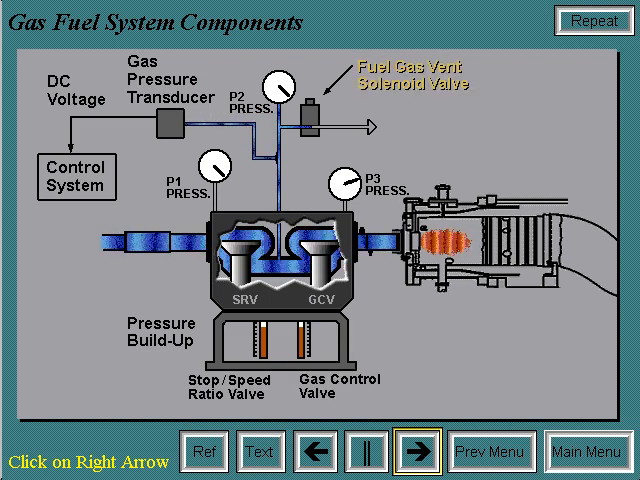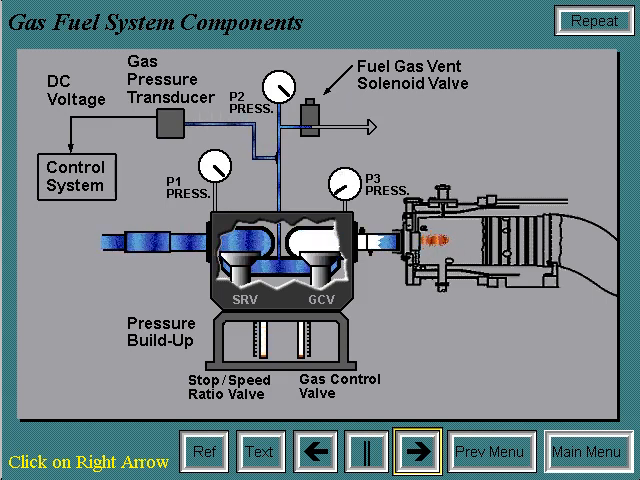The fuel gas vent solenoid valve vents the volume between the stop speed ratio valve and the gas control valve when the solenoid is de-energized. This valve is closed during operation. When it is open, it ensures that during the shutdown period, fuel gas pressure will not build up between the stop speed ratio valve and that no fuel gas will leak past the closed gas control valve.